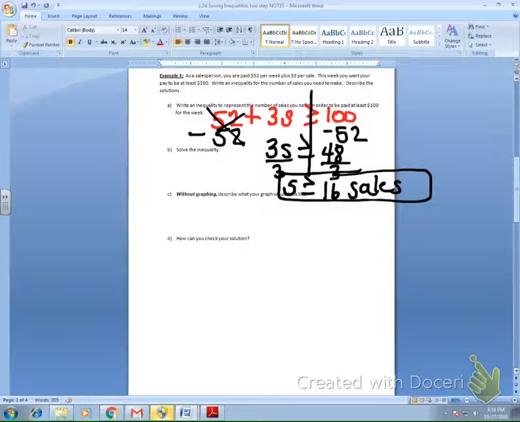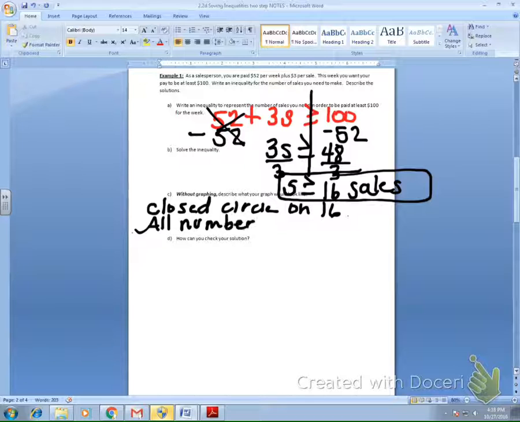Then it says without graphing, describe what your graph would look like. It's greater than or equal to, so it's a closed circle. And then my closed circle on 16, and then I'm going to shade, so that means all numbers greater than or equal to 16. So my shading is all numbers bigger than or equal to 16. Instead of representing that as how a mathematician would, I've written it how Miss Barnowski might write it.